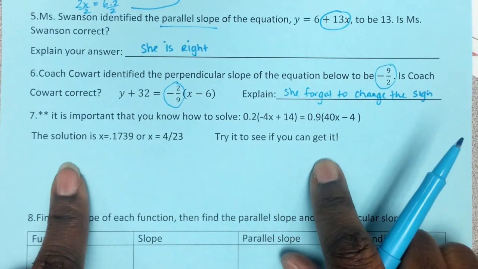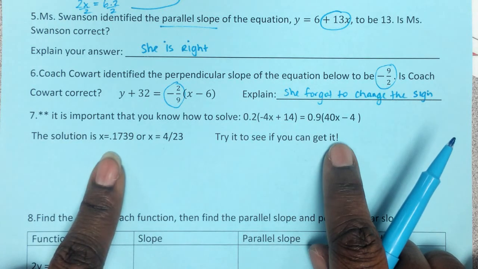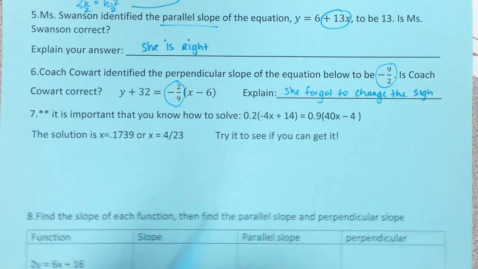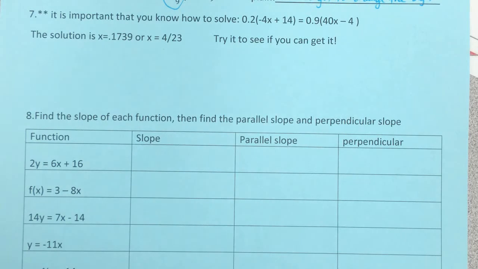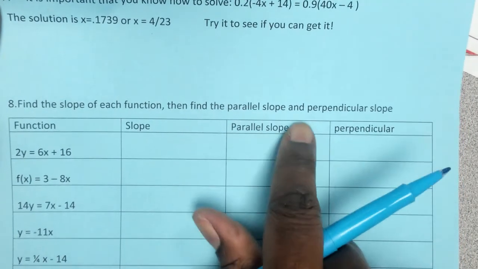Number 7, once again, you're going to try it yourself. I'm not going to do this one with you. You're going to try it yourself, because I give you the answer in decimal and fraction form. I want to explain number 8. Number 8, it says find the slope of each function, then find the parallel slope and perpendicular slope.